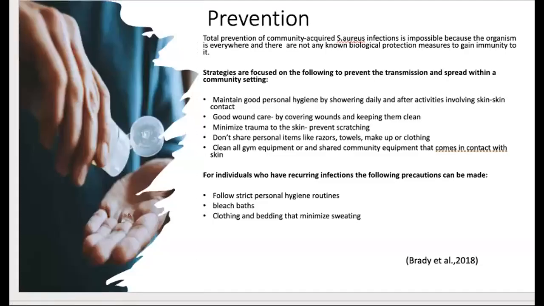Prevention. So strategies to prevent exposure within the community. There's really no 100% prevention of community acquired S. aureus infections because the organism is virtually everywhere, lives in our body as normal flora, and there's just really not any known biological protection measures for immunity against it. So the strategies for prevention are basically focused on the spread and transmission within a community setting.